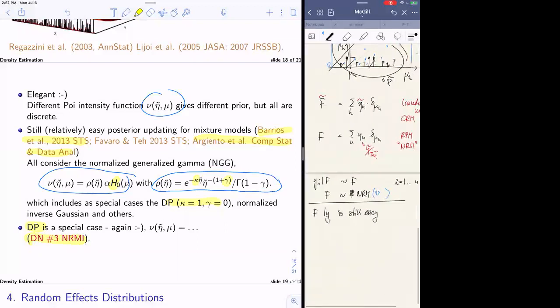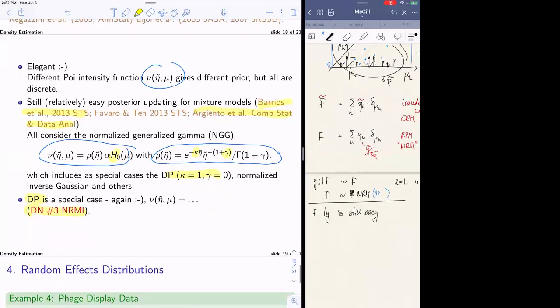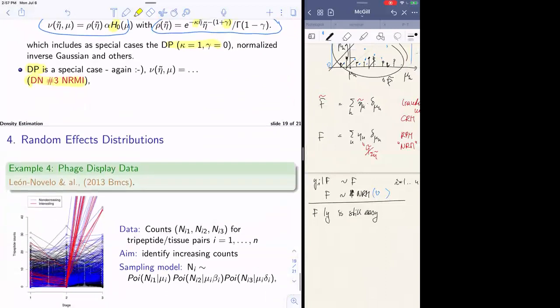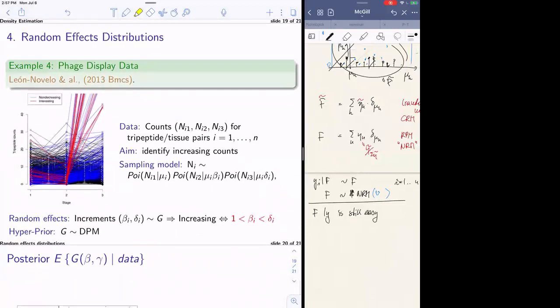So I would still like to quickly talk about random effects distributions. There isn't that much to be said about it. That's why there's only 2 more slides coming up on it.